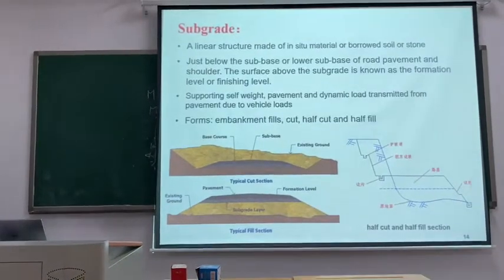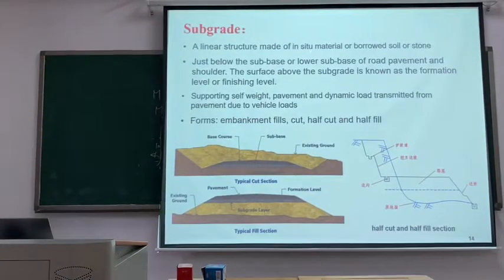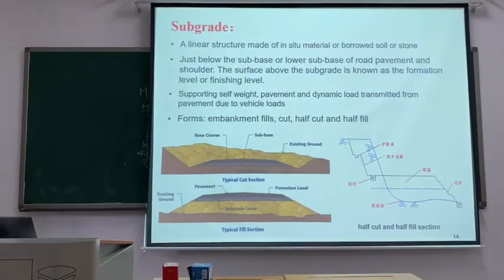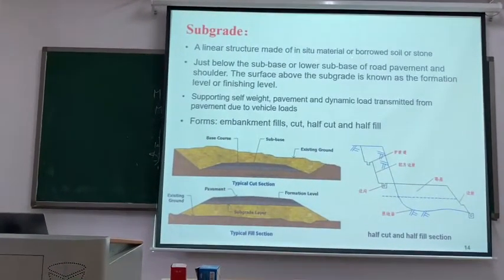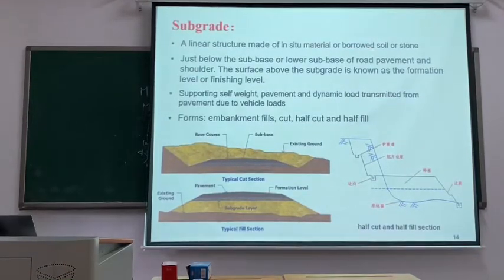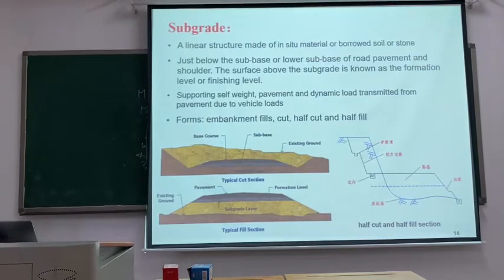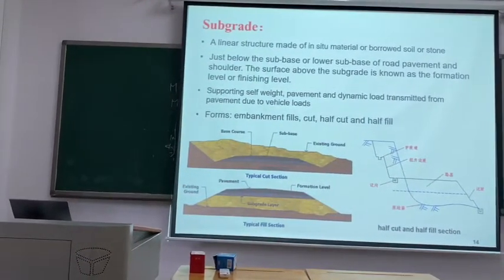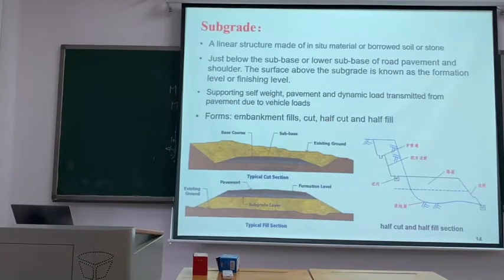Now, let's talk about the subgrade in details. Subgrade is a linear structure made of in situ materials or water, soil, or stone. So, when we build the subgrade, the materials is in situ or borrowed from another place. So, the in situ material, borrowed soil or stone. Just below the sub base or lower sub base of road, and dynamic load transmitted from pavement due to vehicle loads. Forms in embankment fields, cut, and half fill.